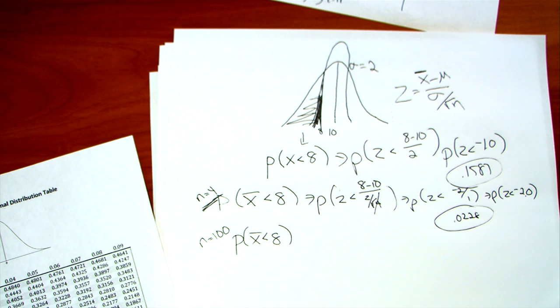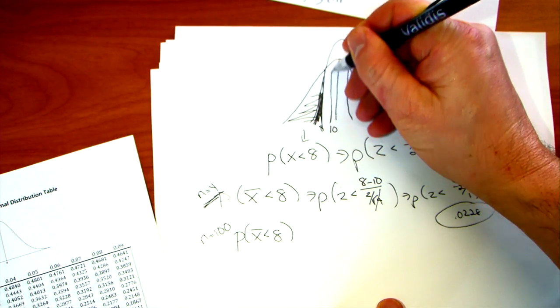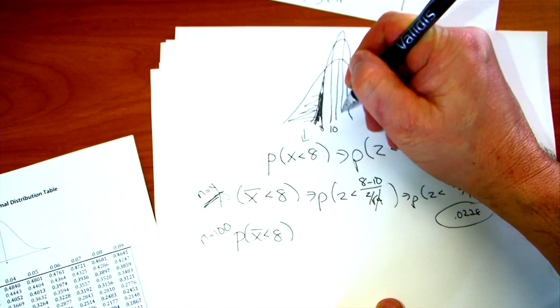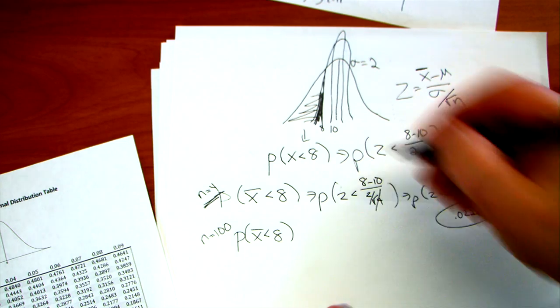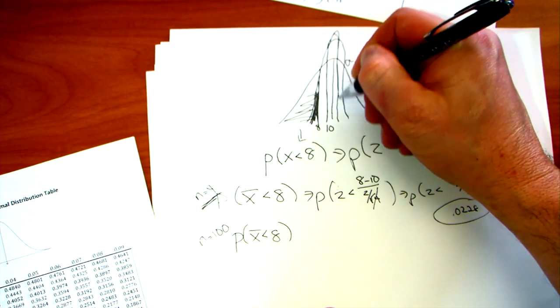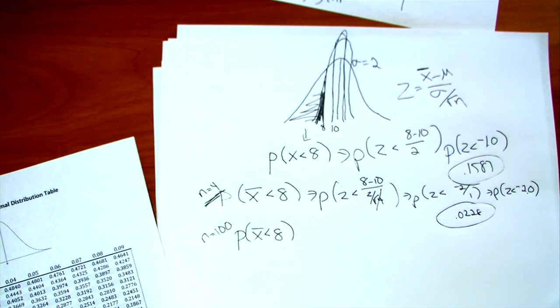The mean stays the same. The standard deviation goes down even more, so it's even more tightly wrapped around the 10. And just visually looking at it, I know it's an awful drawing, but what part of that new curve that I drew is less than 8? Virtually 0. Let's figure it out mathematically.